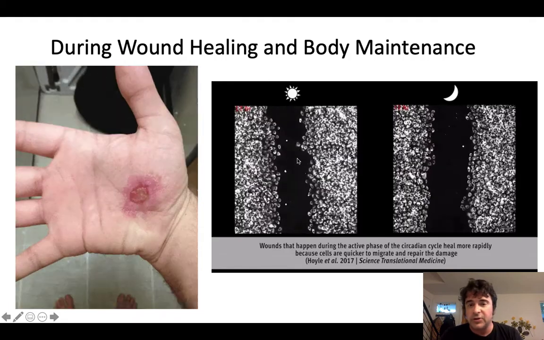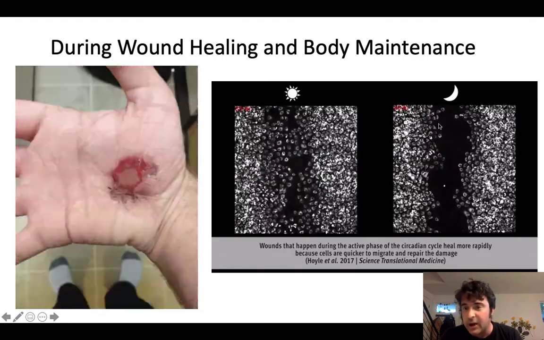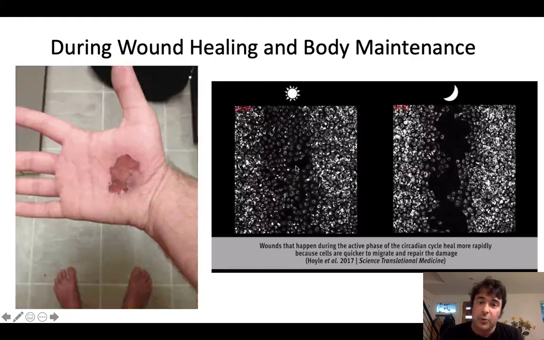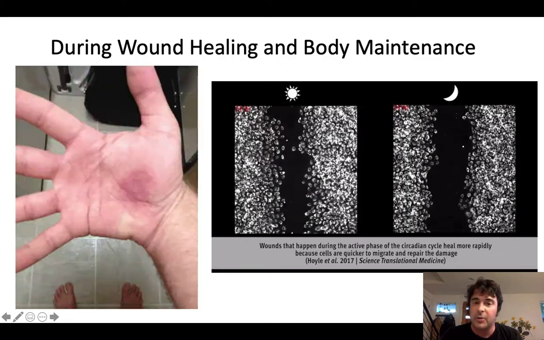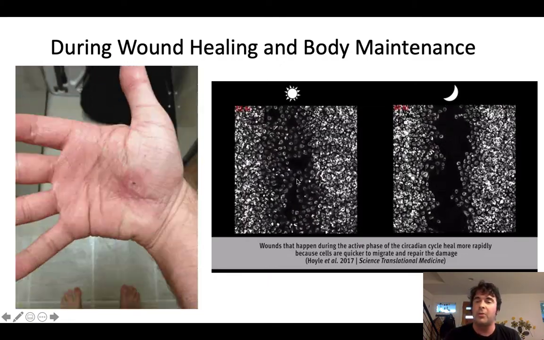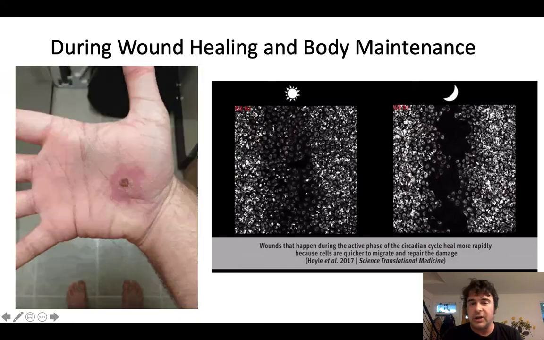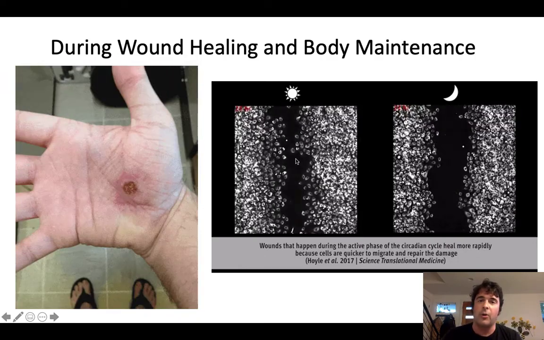Interestingly enough, if you have a wound during the day as opposed to the night, it seems that wounds during the day tend to heal a little bit better because those cells are a little bit more metabolically active. That's just interesting. It's not something you have to know.